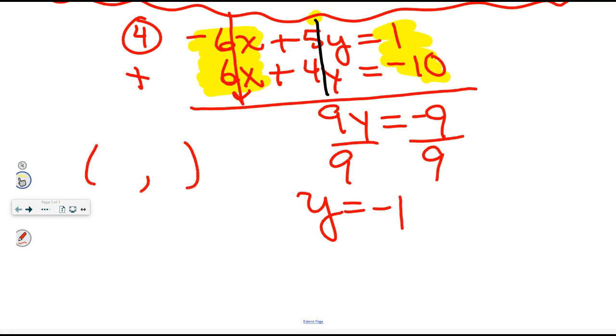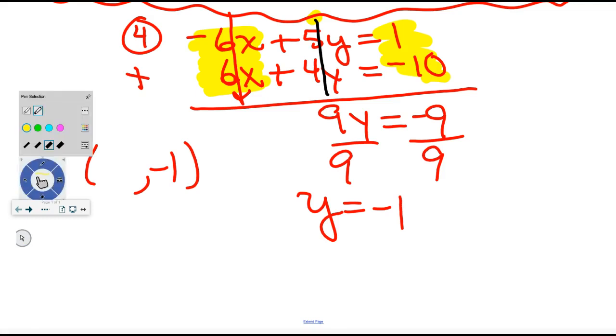Make sure that goes in this slot. Now you have to go back up to either equation and put the negative 1 in for the y. So you just got to be a little careful. So I'm going to grab that negative 1 for the y, Mason. I'm just going to go to the top one. I'm going to put it right here.